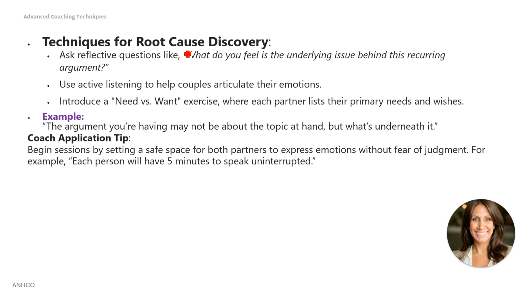Techniques for root cause discovery. Ask reflective questions like, what do you feel like is the underlying issue behind this recurring argument? Use active listening to help couples articulate their emotions. And introduce a need versus want exercise, where each partner lists their primary needs and wishes. For example, the argument you're having may not be about the topic at hand, but what's underneath it.